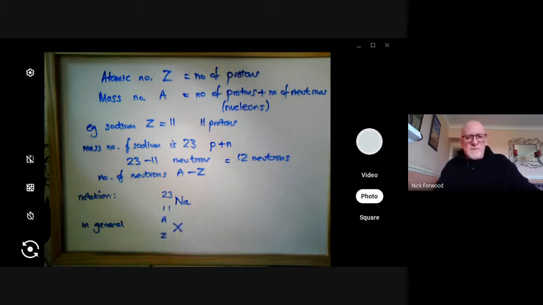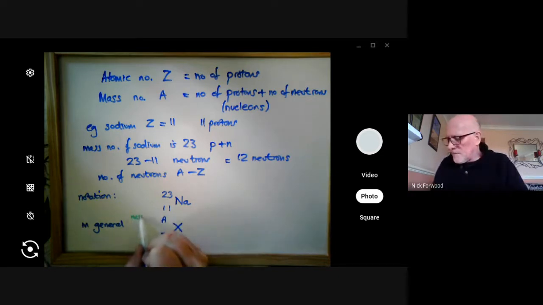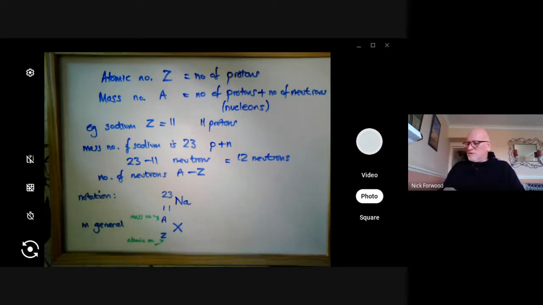And remember, A stands for the mass number. And Z at the bottom stands for the atomic number. So we could do this for any element we like that we can get the information for, and we can write down the information in what's called the notation for an element, and then from that notation you can tell exactly what goes on in that element.